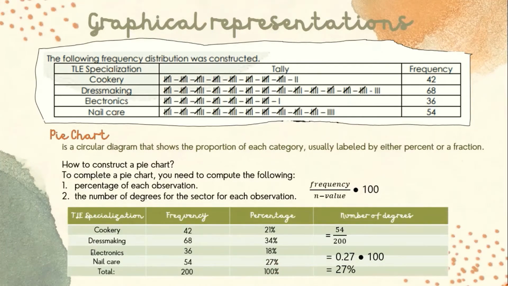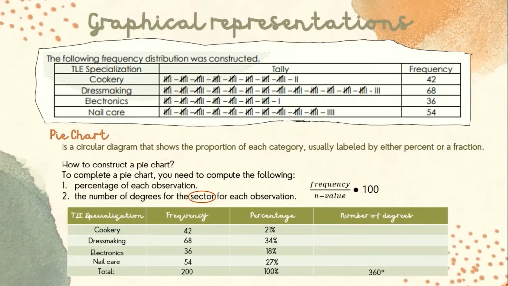Next, punta naman tayo sa number of degrees for the sector for each observation. Sector, this is a familiar term because this is one of the parts of a circle. This is a portion of a circle. We can compare it with a slice of a pizza. Familiar din tayo sa term na degrees. We know that this is a unit of measurement for an angle at alam natin na ang total number of degrees of one whole circle ay 360 degrees.